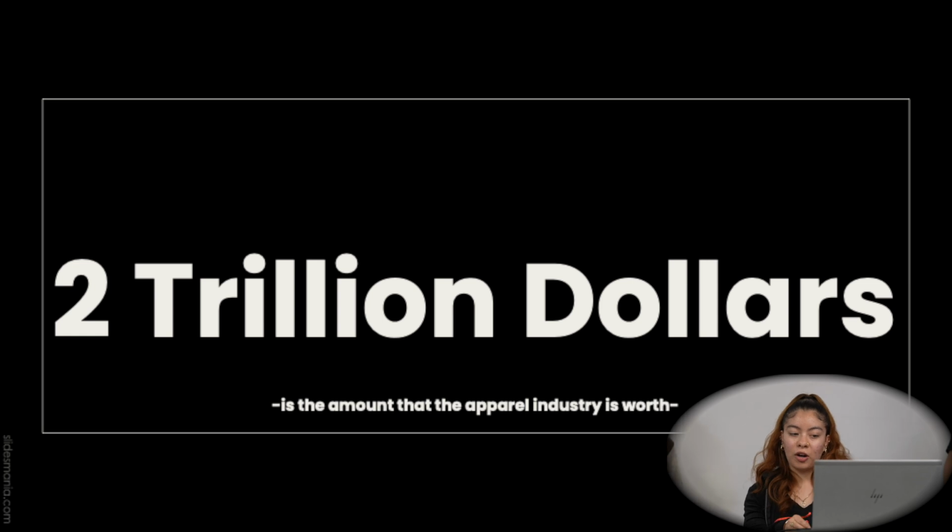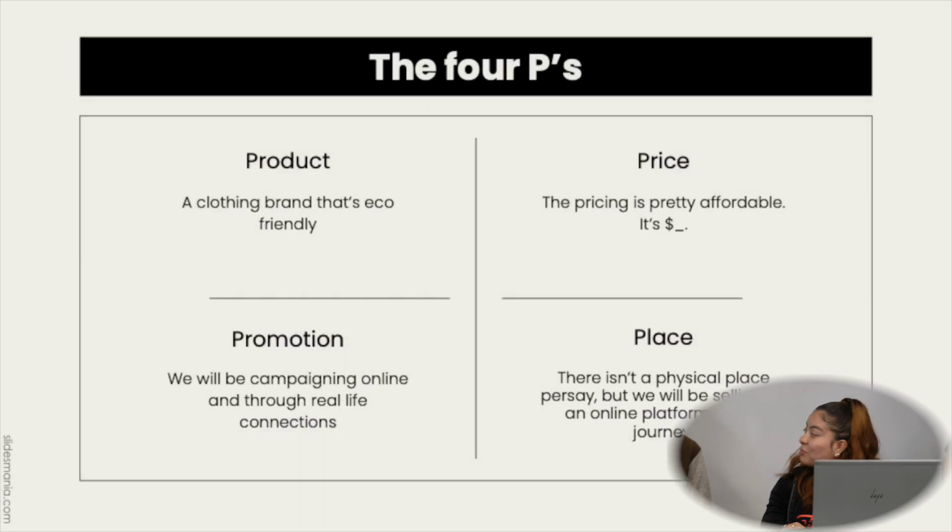The 4 P's are product, price, promotion, and place. The product is an eco-friendly clothing brand, and the price is very affordable. The promotion is that we'll be campaigning online through real-life connections. The place is that there isn't a physical place, but we will be selling online.